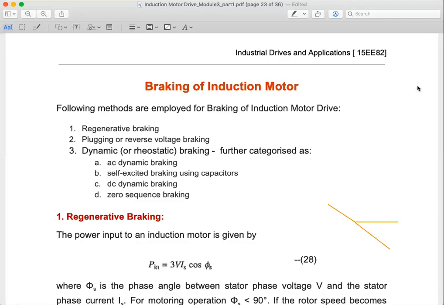Welcome back to the induction motor drive class. In this class, we'll be discussing braking of induction motor.